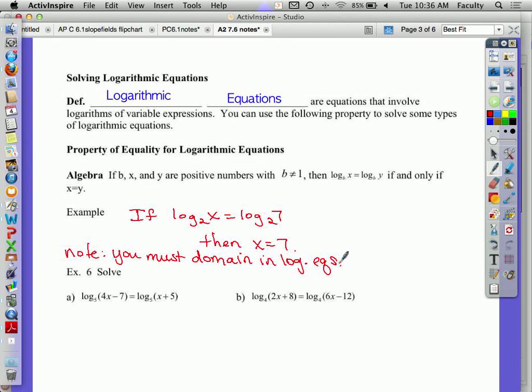In 6, letter A, I have a log on both sides, so their insides are equal. So I get 4x minus 7 equals x plus 5. I can subtract x and add 7, so x is 4. Now what I mean by check domain, you're going to take your answer and plug it inside each log to make sure it's positive. So 4 times 4 is 16. 16 minus 7 is a positive answer. 4 plus 5 is a positive answer. So it works. So now you guys check letter B and check your domain.